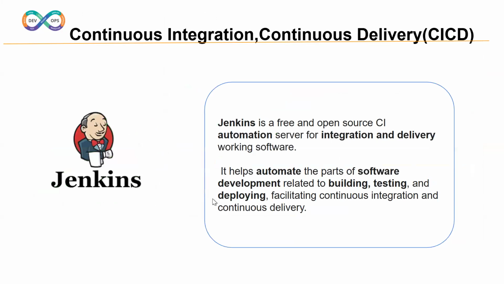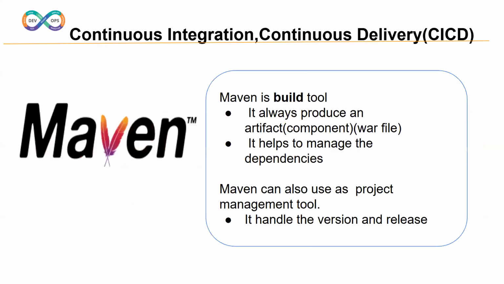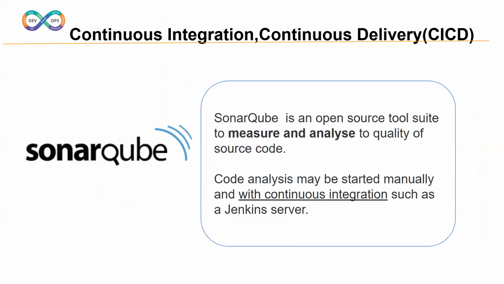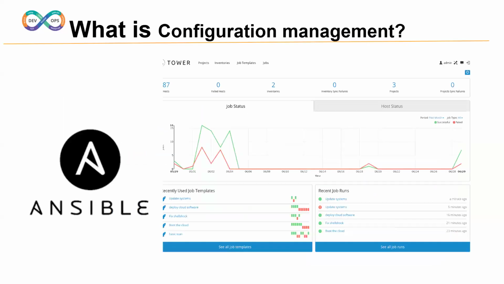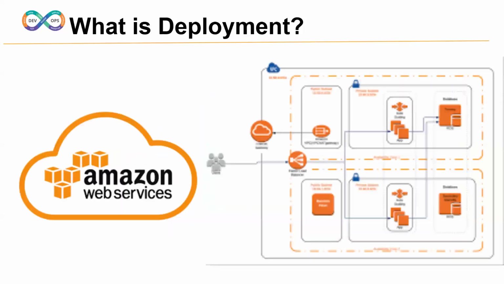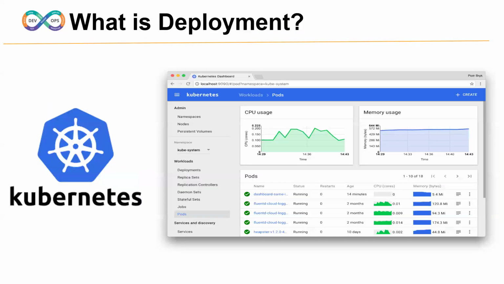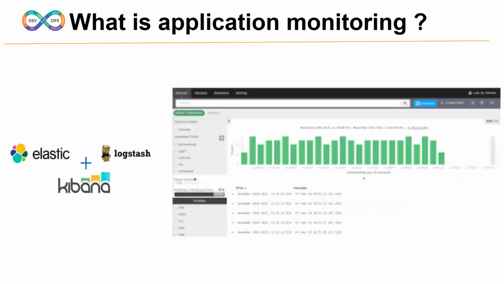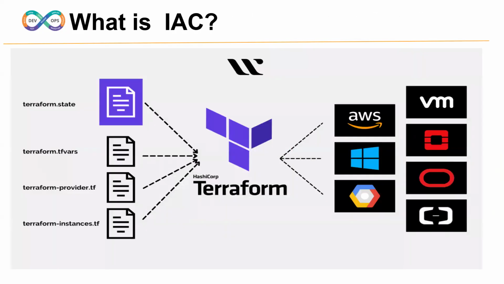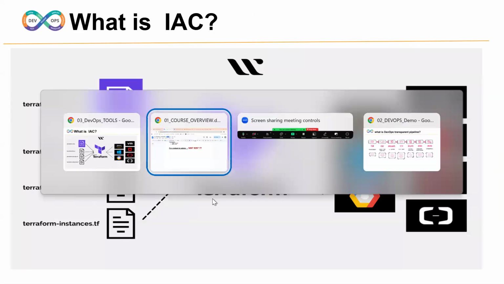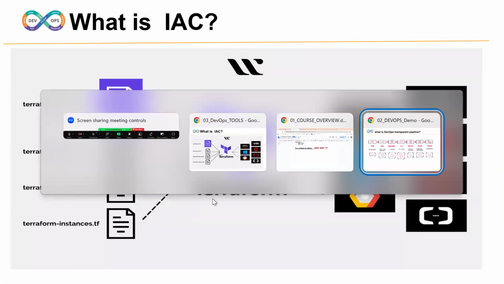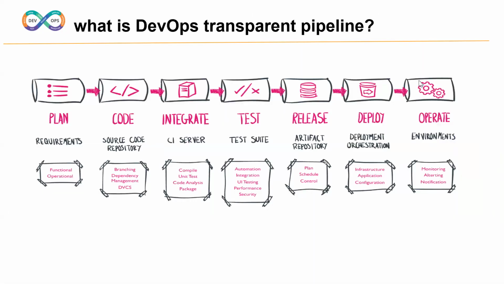Okay, so totally, which tools are we going to be learning? Git, Maven, Jenkins, JFrog, SonarQube, Ansible, AWS, Docker, Kubernetes, ELK (Elasticsearch, Logstash, Kibana), Terraform. With the help of these tools, we are going to be implementing an automated DevOps transparent pipeline.